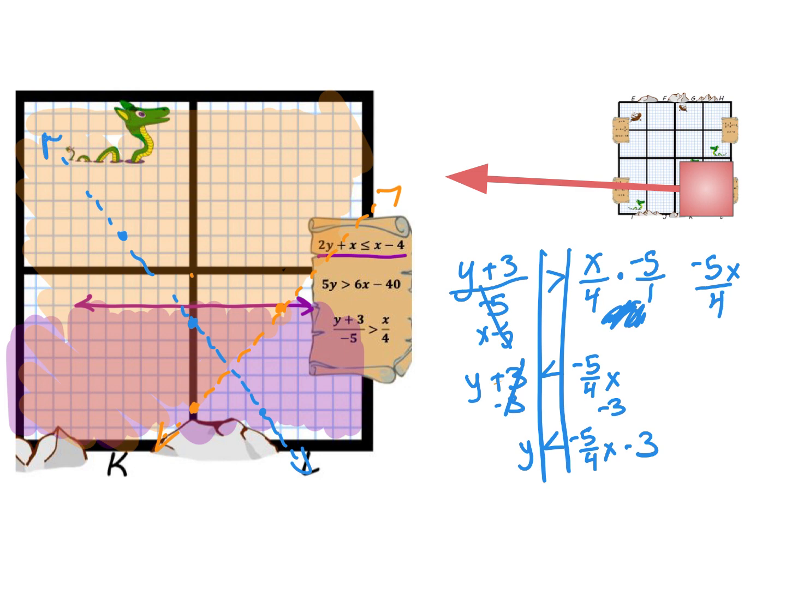And I need to figure out where I shade. So I'm going to plug in a 0 for each. 0 and 0. Is this true? Is 0 less than negative 3? That is not true. So I want to shade everything below the line.